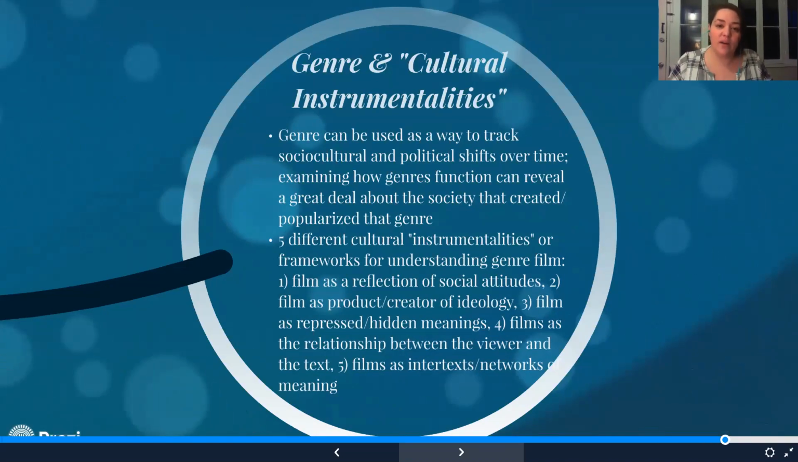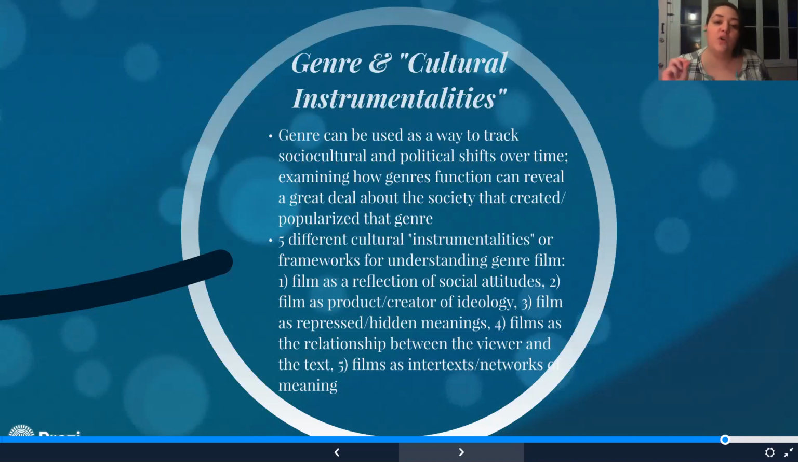Now, the last thing I wanted to mention here about genre is the idea of genre and cultural instrumentalities. By cultural instrumentalities, I mean frameworks for thinking about genre films. So there's kind of 5 different ways that you can think or framework how genre works, right? Because we know that genre can be used to track sociocultural and political shifts over time, that means we have to think a little bit about how do you actually do that work, right? How do you use genre as a way to think about societal and historical changes?